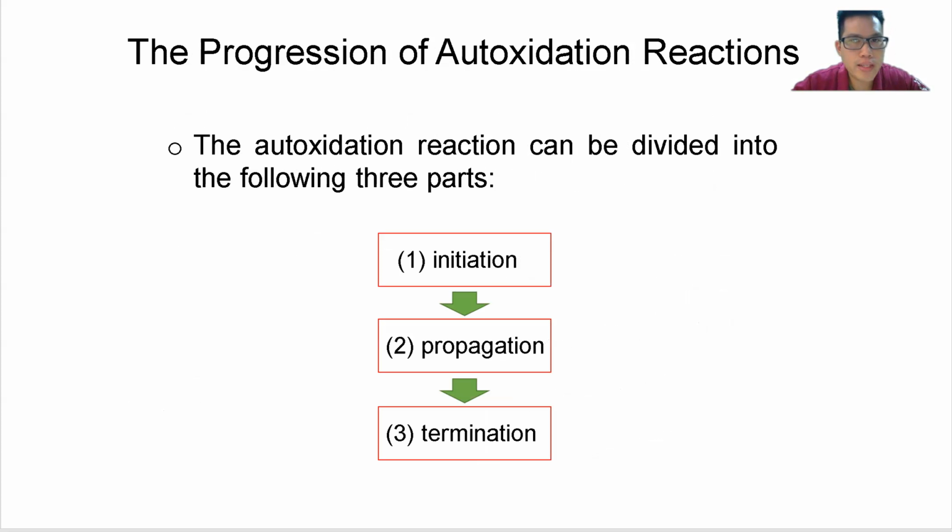Let's look at this here. Autooxidation: the oxidation reaction can be divided into 3 steps. Of course, it will need to be initiated. Once initiated, it will propagate, and then termination is usually at the end of the reaction. Termination is usually too late. Actually, once it's initiated and propagated, your product more or less will become rancid.